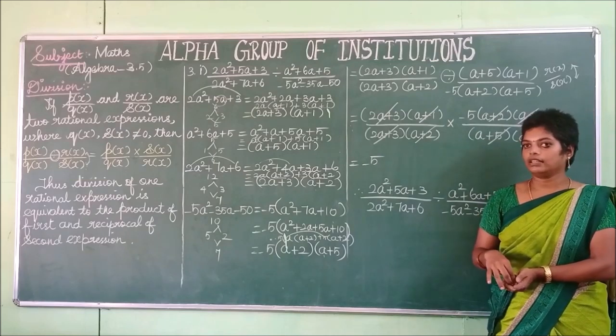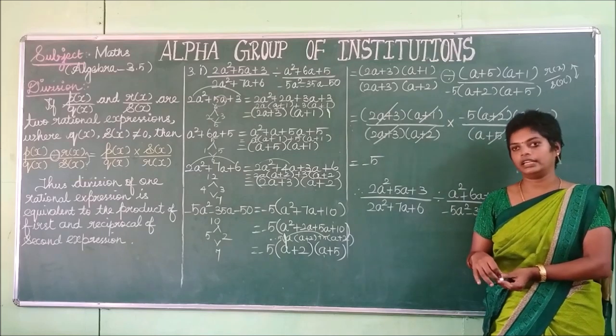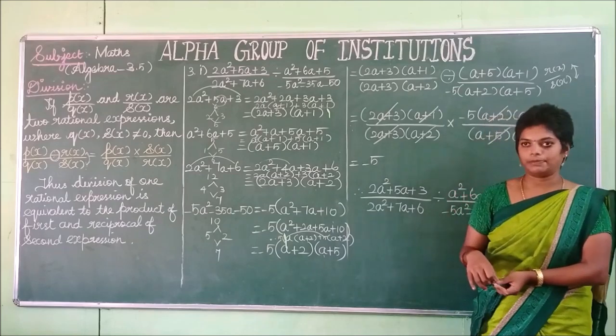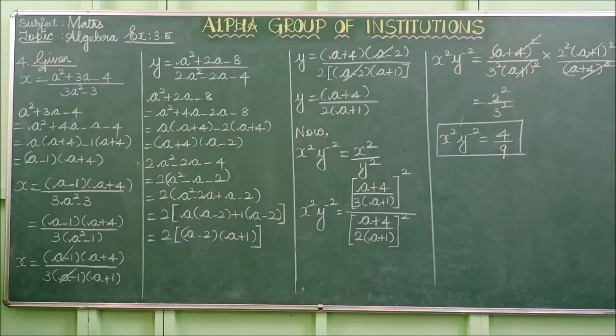Okay, now you understand. I think you understand the multiplication and division of rational expressions. 3.5. Look at your page number 101. See the fourth problem. If x is equal to a square plus 3a minus 4 divided by 3a square minus 3, and y is equal to a square plus 2a minus 8 divided by 2a square minus 2a minus 4, find the value of x square y to the power minus 2.